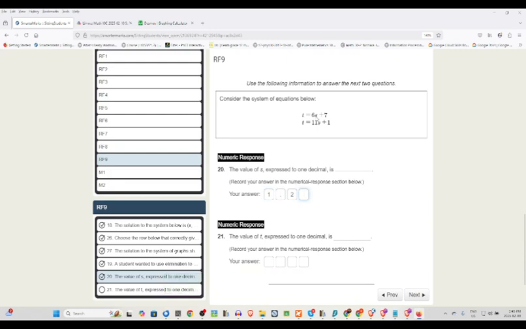Now in that case, if s is 1.2 or 6 over 5, this is 36 over 5 plus 35 over 5. That's 71 over 5, which is 14.2 if I'm doing my mental math correctly. Answer key agrees, so I trust that I am.